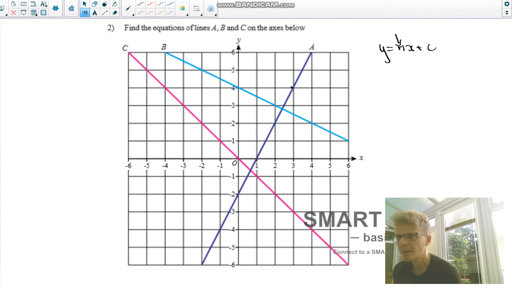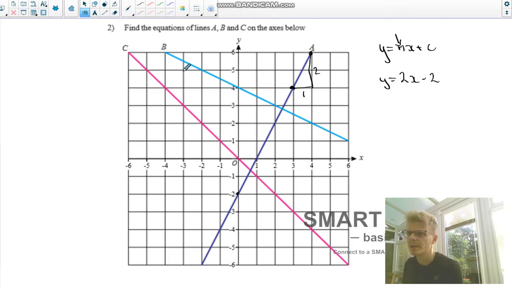So I'm going to pick a point at 3. I'm going to pick a point at 4. These are nice whole numbers. This works well for us. I'll go along 1, up 2. So my gradient is 2. So I've got y equals 2x. Where did I intersect the y-axis? Yeah, that's right, down here at -2. So there's the equation for A.